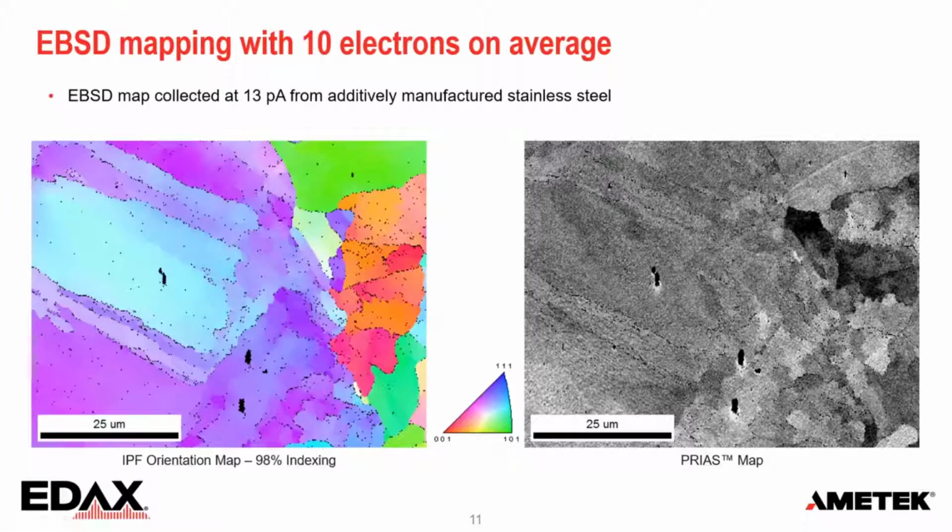And this is what you can get when you map that. This is an EBSD map, 13 picoamp of beam current. Normally, we wouldn't think about these currents when we are doing EBSD. We typically work at best at the hundreds of picoamps, but most of the time a few nanoamp to get good EBSD patterns. But you can go already very, very low and get good results.